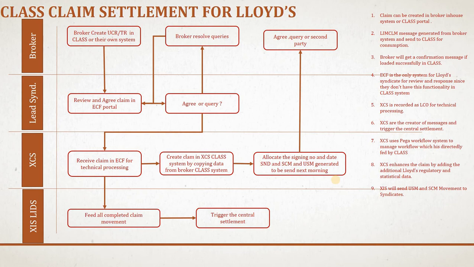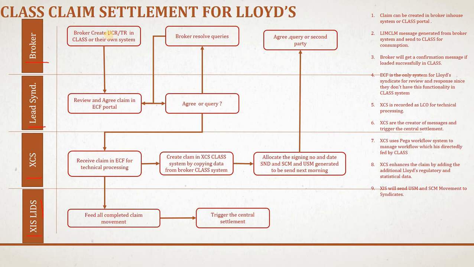Now let's have a quick look at the business process to see how the class system fits into the overall context. Here I'm trying to show the entire process in the form of a swim lane diagram, and the key participants or stakeholders here are the broker, lead syndicate, XCS and XIS lead system. Lead system is Lloyd's main system.